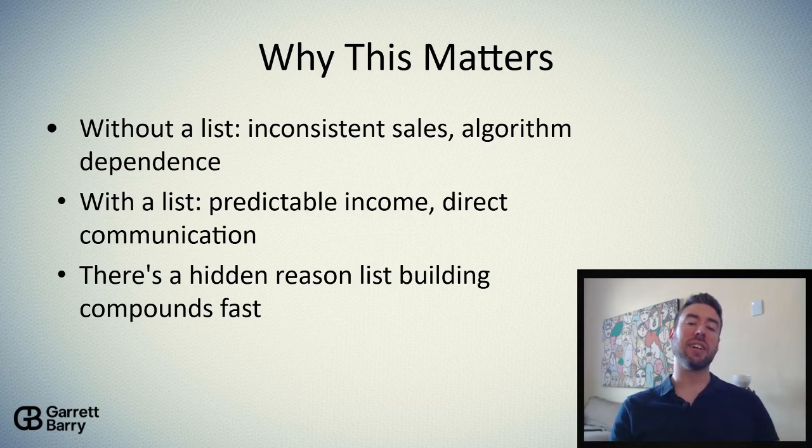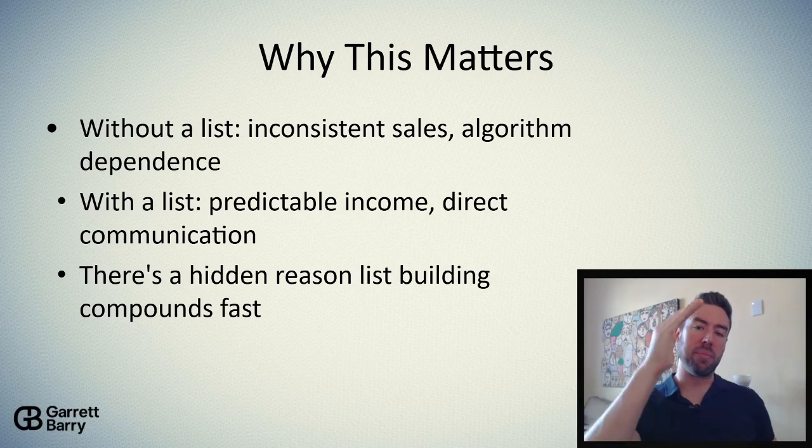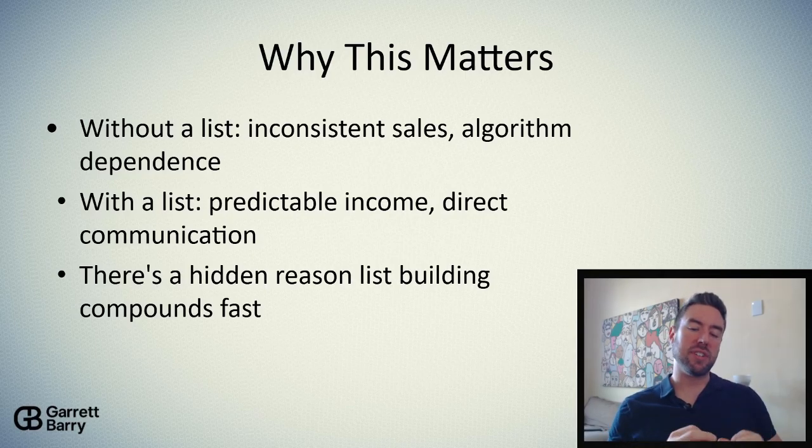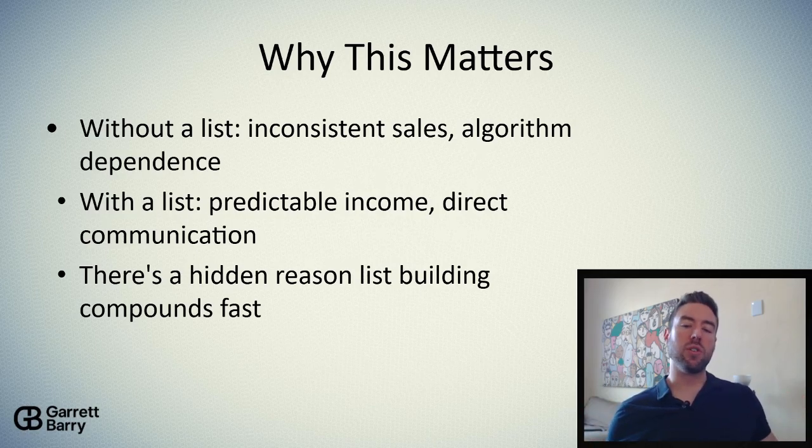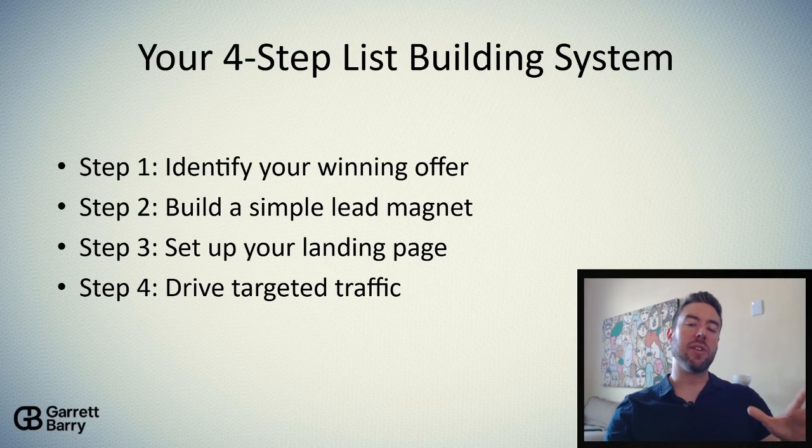So first off, without a list, you're going to have inconsistent sales. So one week you may make a lot of sales, the next week you're not, because your traffic is going to be going up and down. Maybe you get a lot of traffic and you don't. With a list, you get predictable income, because you have a list of people that you can always send an email and promote whatever you want. And there's actually a hidden reason list building compounds incredibly fast that I'm going to be revealing as you keep watching.